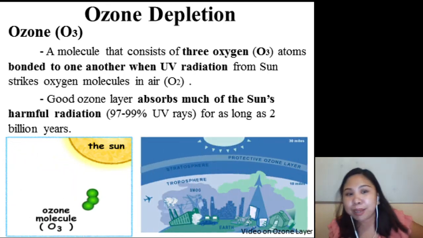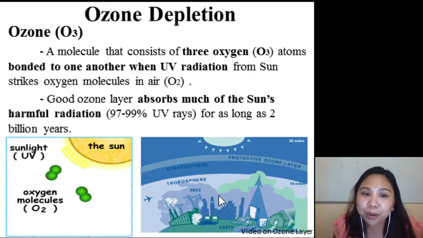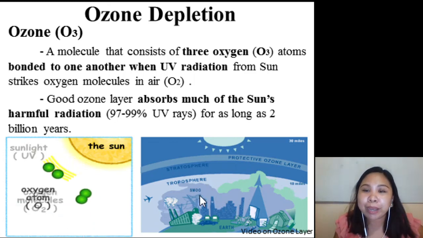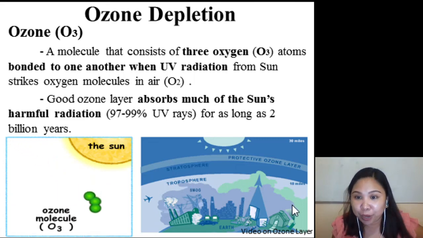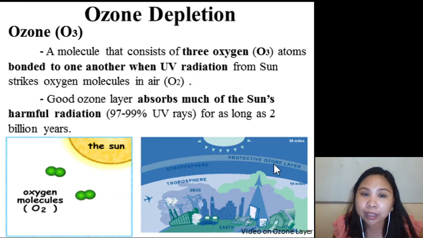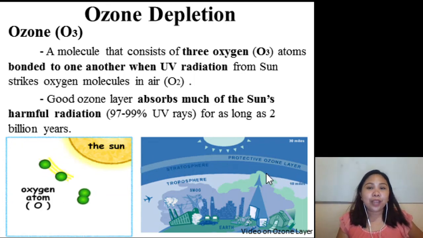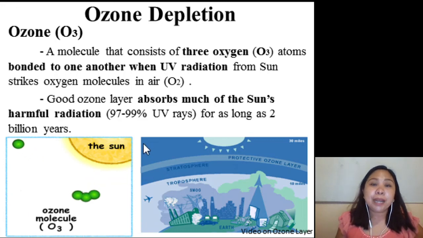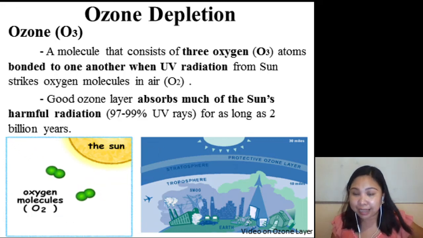Ito yung sinasabi ko na matatagpuan sa stratosphere, 'di ba? Yung bad ozone, yung byproduct ng photochemical smog. So, sa troposphere siya matatagpuan. Samantalang itong protective ozone layer ay sa stratosphere. So, ito yung nagpo-protect sa atin para hindi natin ma-absorb yung ultraviolet radiation coming from the sun.